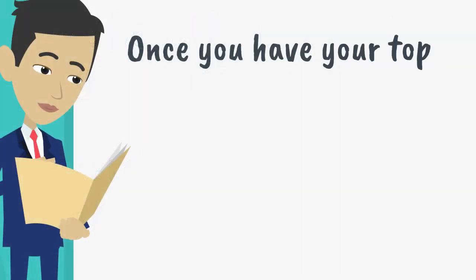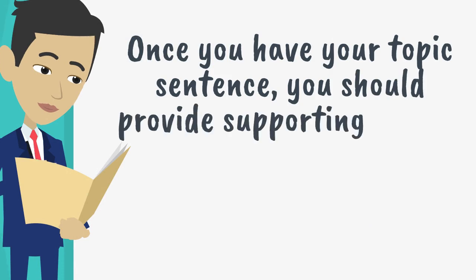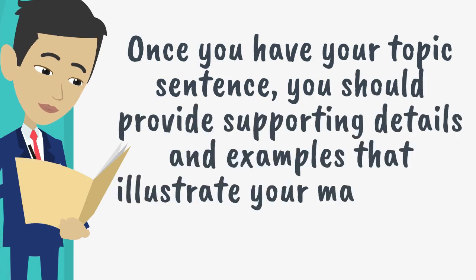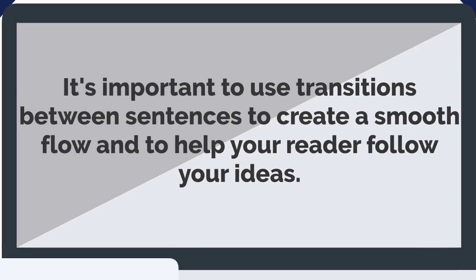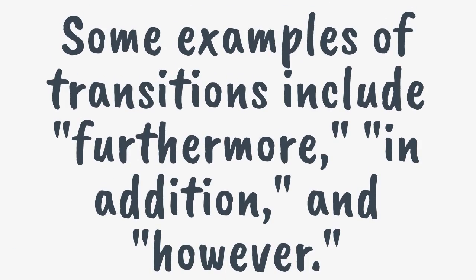Once you have your topic sentence, you should provide supporting details and examples that illustrate your main point. It's important to use transitions between sentences to create a smooth flow and to help your reader follow your ideas. Some examples of transitions include furthermore, in addition, and however.